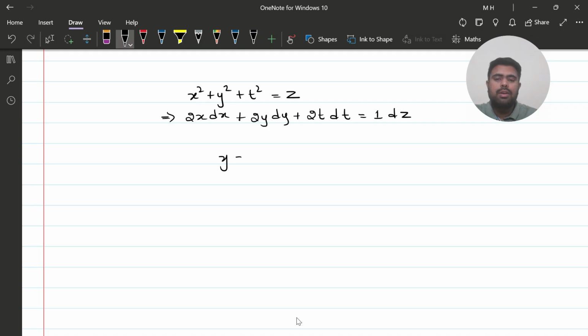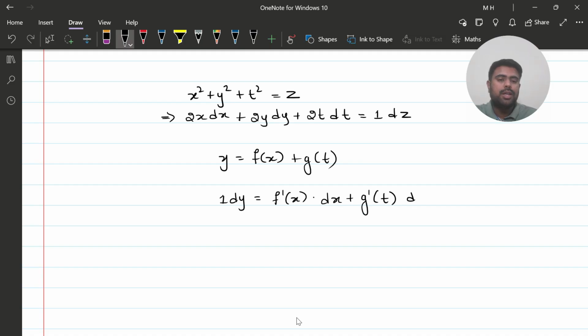If I have any function y equal to f of x plus g of t, then what will be the derivative? The derivative of y with respect to y is 1. So therefore it is 1 dy, which is dy. So the differential of y is dy. The differential of x is dx. The differential of t is dt. What is the derivative of f of x with respect to x? It is f dash of x into dx, plus g of t is g dash of t into dt. That's all. This is how we evaluate.